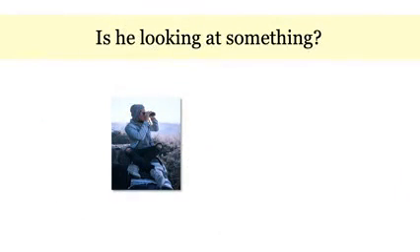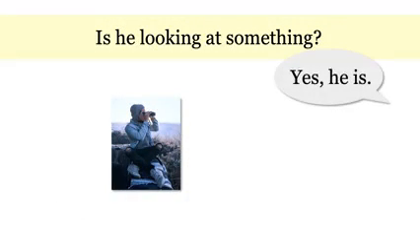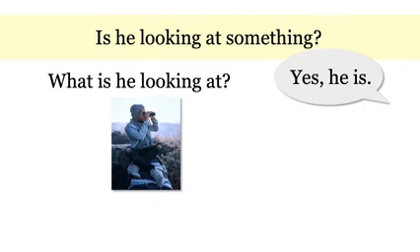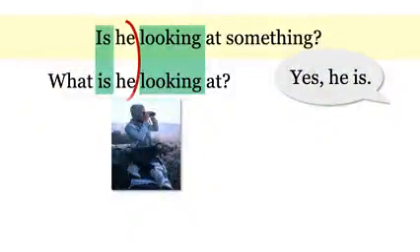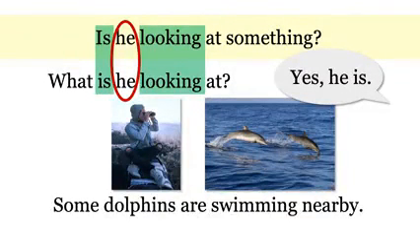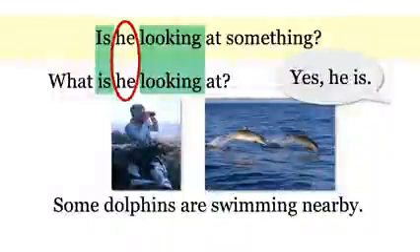Is he looking at something? Yes, he is. Well, now I want more information. What is he looking at? Do you see? The questions look almost the same. There's a be verb, and then the subject, and then the verb with ing. What is he looking at? Some dolphins are swimming nearby.